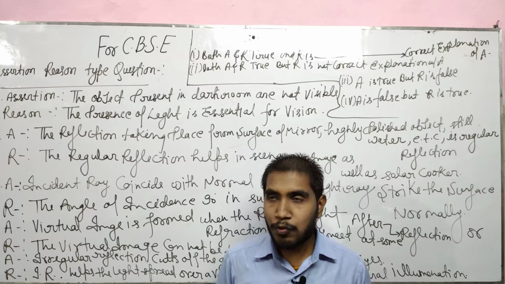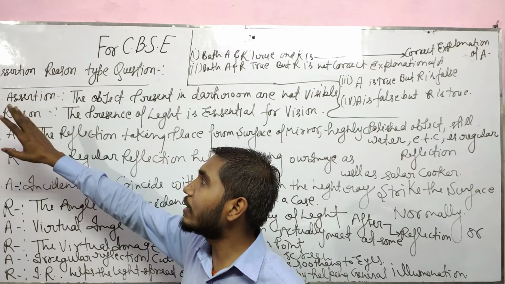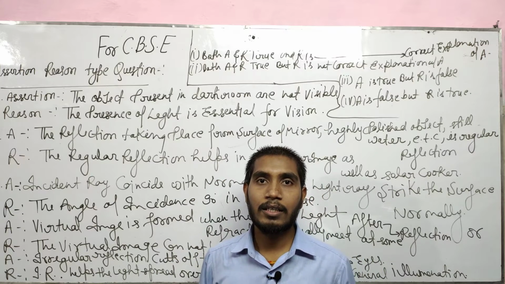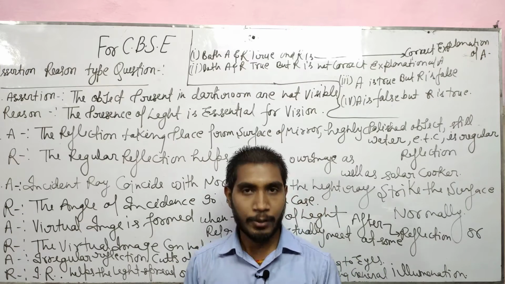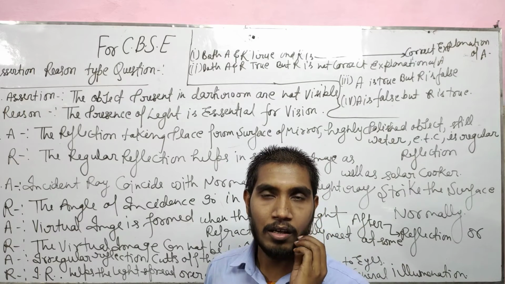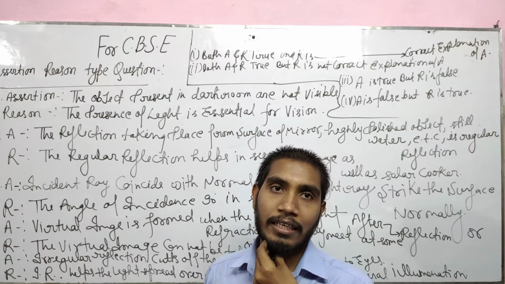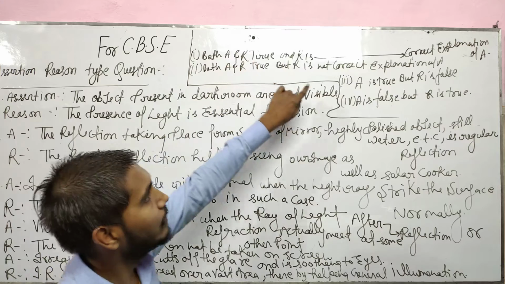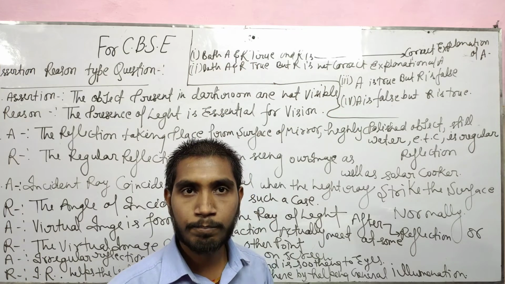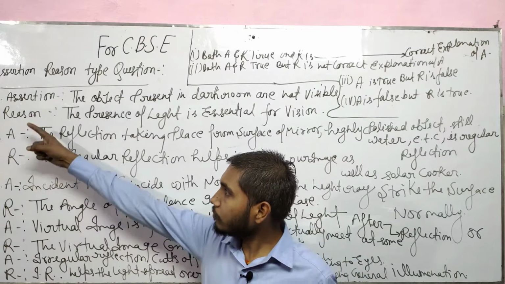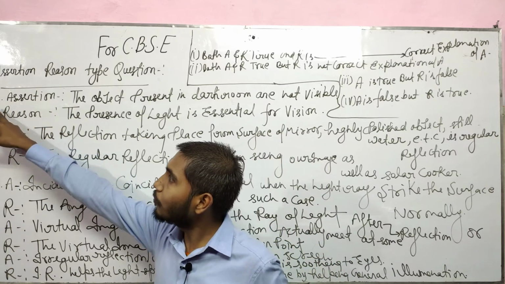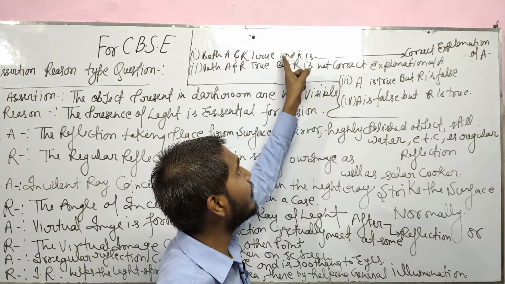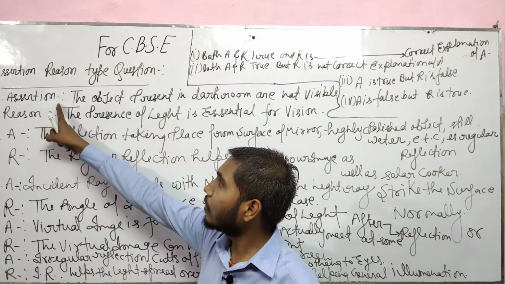For every question, in both statements, assertion and reason, there are 4 possibilities: first, second, third, fourth. For the first question also there are 4 possibilities: 1, 2, 3, 4. Any one will be correct for one question.